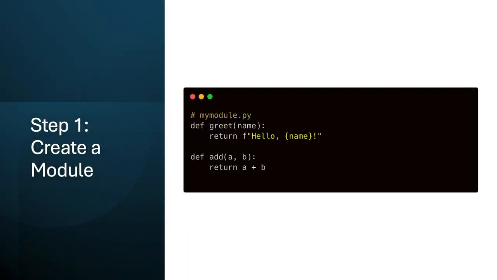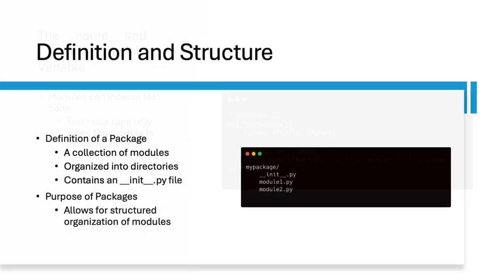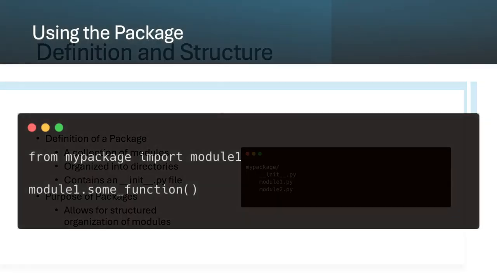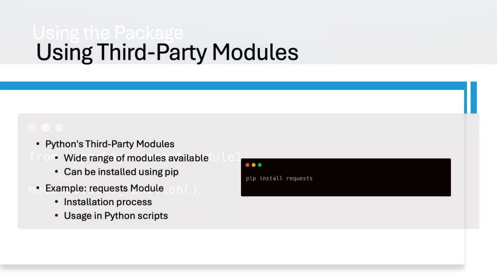To create a Python module, name the file mymodule.py and add the necessary content. Modules can have test code that runs only when executed directly, not when imported. A package is a collection of modules organized into directories with an __init__.py file. This structure allows for better organization of modules. Here is an example of how to use the package.